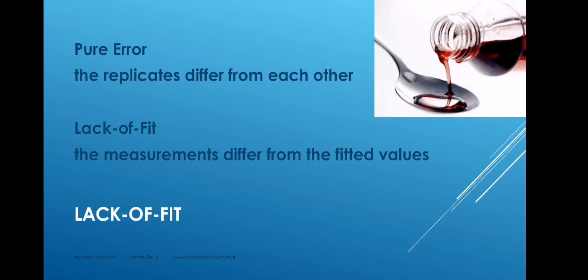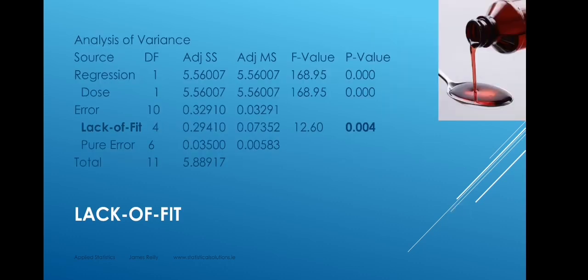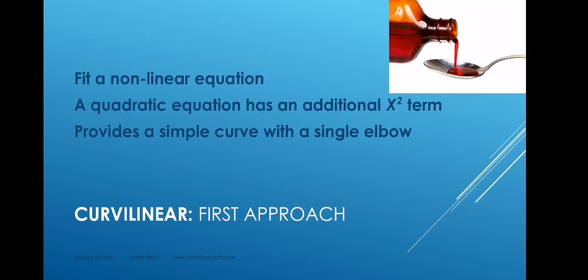Pure error tells us how different the points are from each other, and lack of fit tells us how different the points are from the fitted values. And when we construct a model and perform the analysis, we can get a lack of fit p-value. And if that value is significant, if it's below 5%, it's a warning that the model we have chosen is not a good fit to the data, that there seems to be some structure in the errors, which is not simply random, but that there is evidence of lack of fit there.